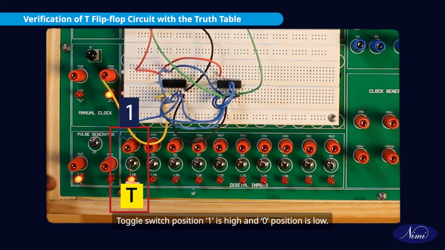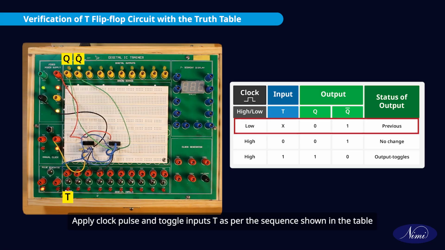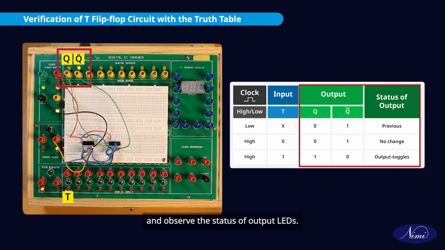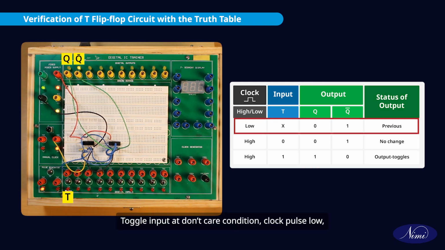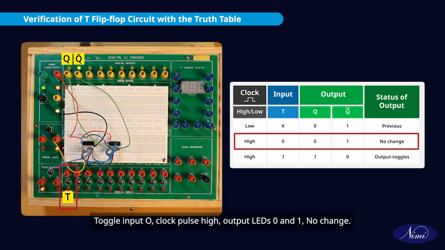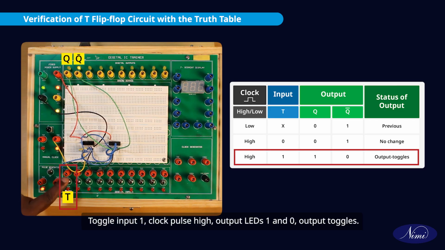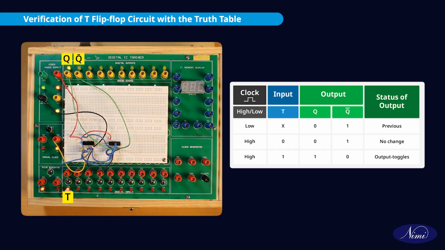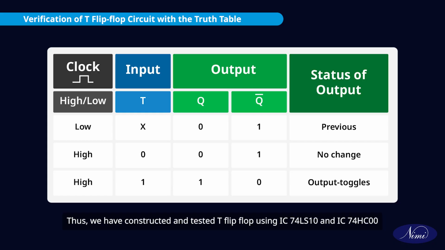Toggle switch position 1 is high and position 0 is low. Apply clock pulse and toggle inputs T as per the sequence shown in the table and observe the status of the output LEDs. Toggle input at don't care condition, clock pulse low, output LEDs 0 and 1, previous state. Toggle input 0, clock pulse high, output LEDs 0 and 1, no change. Toggle input 1, clock pulse high, output LEDs 1 and 0, output toggles. Thus we have constructed and tested the T flip-flop using IC74LS10 and IC74HC00.